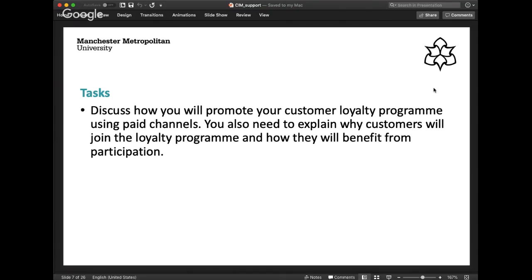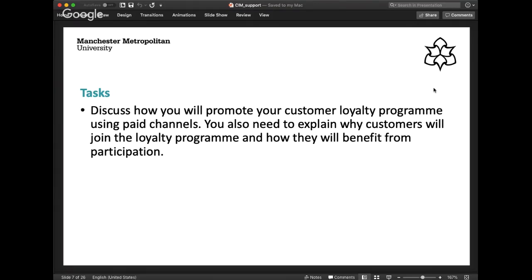If you're thinking more about an offline or an omni-channel program, you may want to think about how you are going to get paid reach to someone in an offline environment. So really think carefully about what channels are going to be appropriate for your specific loyalty program that you've designed for your organization. And you also really need to think about what is the selling point. Why are your customers going to want to be part of this loyalty program, and what are their benefits from their participation, short term and long term?